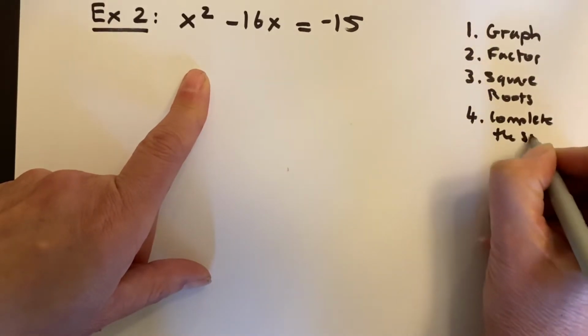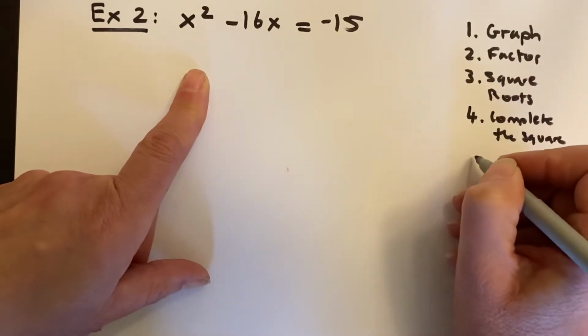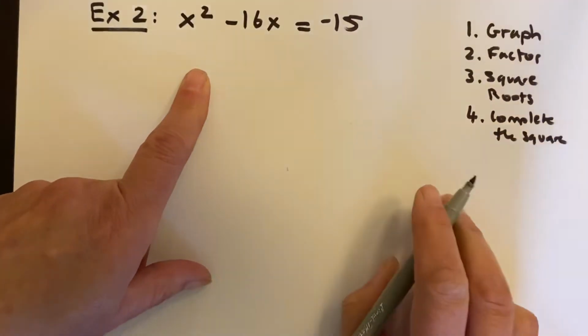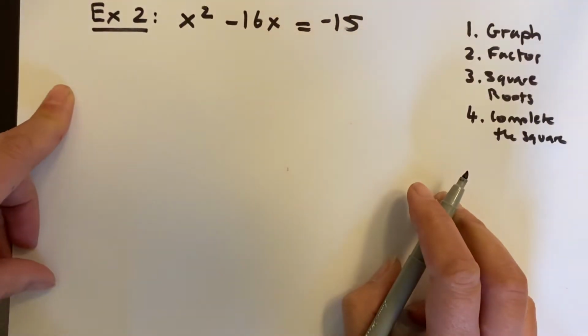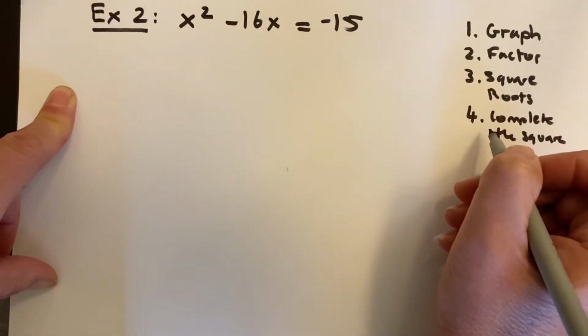And this is the fourth method, complete the square. We're only going to learn 5. We're going to learn quadratic equations next. We're not quite there yet. That's going to be in 10.6. So why on earth would somebody want to complete the square?